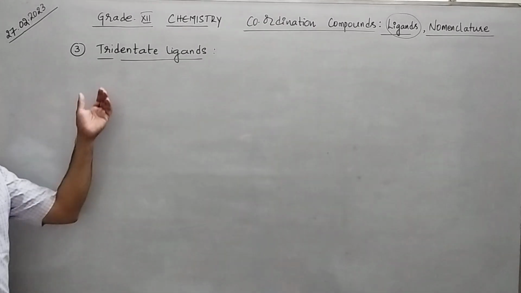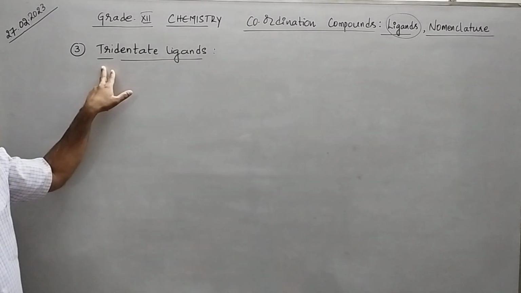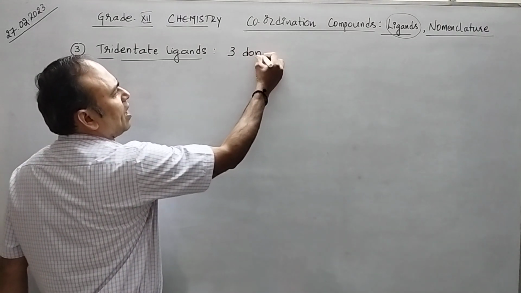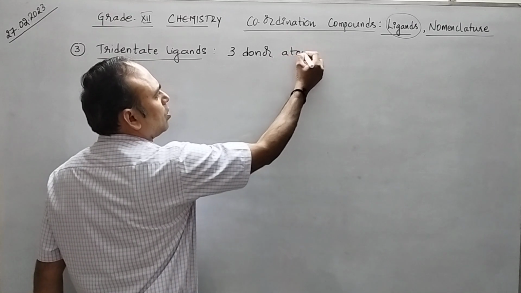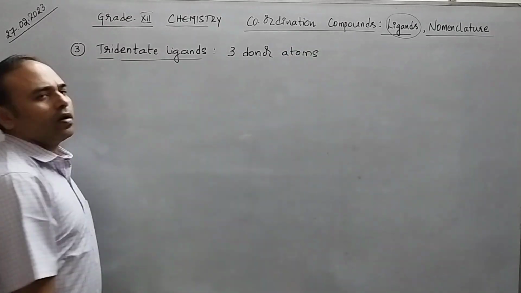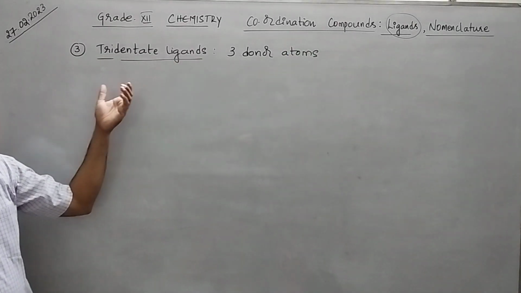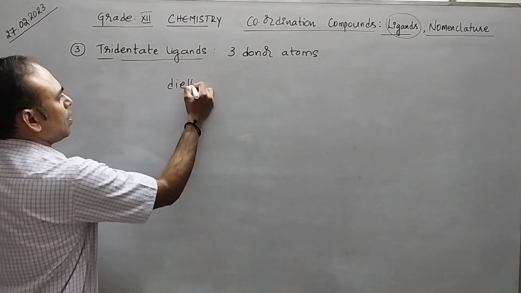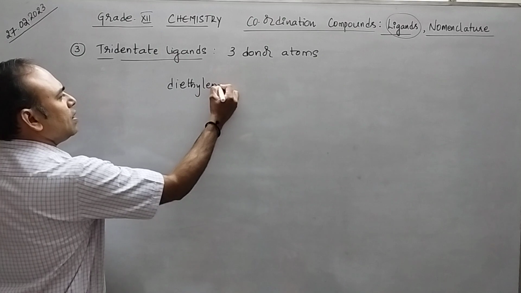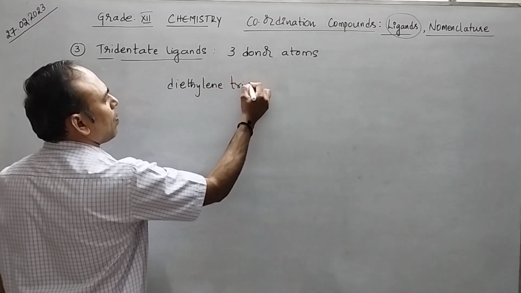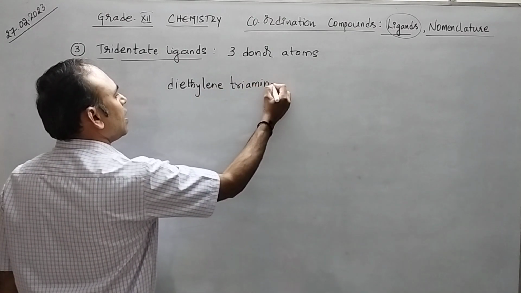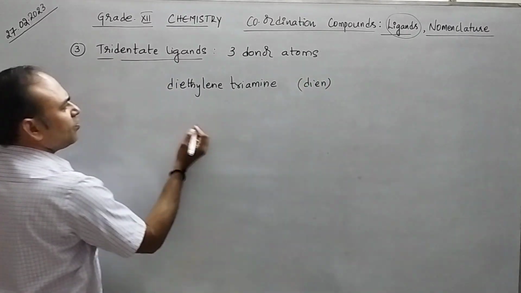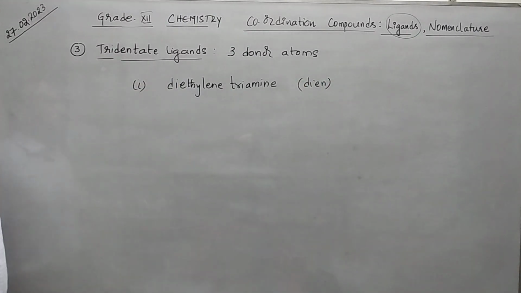Next type of ligand, that is tridentate. Tri represents 3 donor atoms. So in this ligand we have 3 donor atoms and they can form 3 coordinate bonds. If you are checking the examples, first one you take is diethylene triamine. We can write it as DIEN. So first example, diethylene triamine.